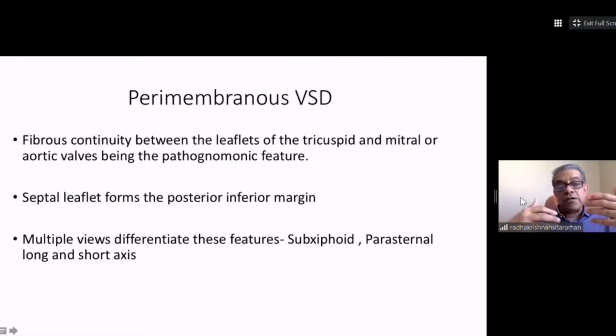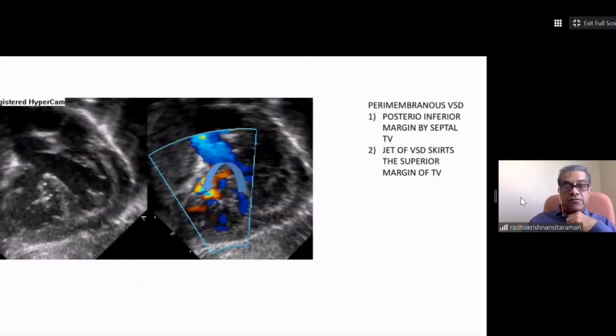And now that we have started doing device closures of many of these defects, there was a time when we were quite happy in saying that this is a large defect, this is a moderate defect, this is a small defect. But now, if you are planning intervention, we have actually got to talk about the size of the ventricular septal defect, what about the margins, etc., and finally give a report whether it is suitable for a device closure.